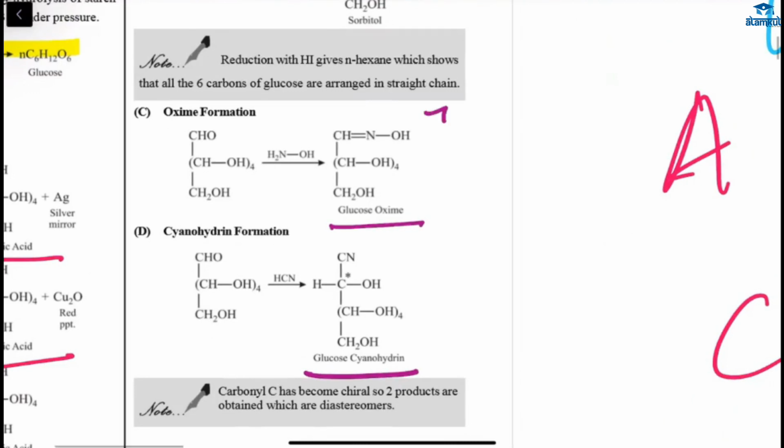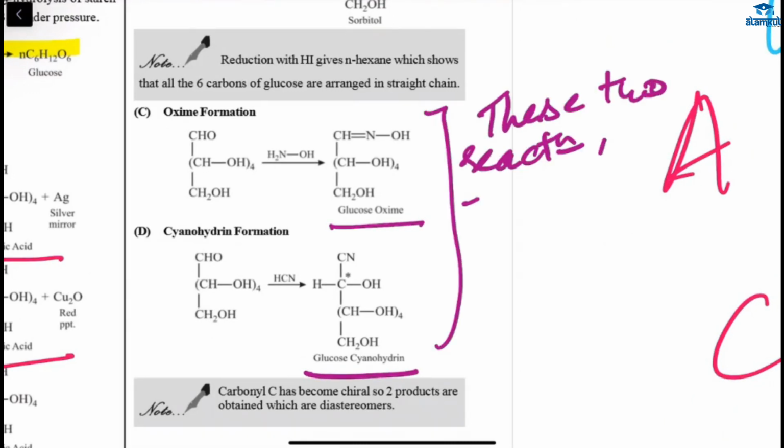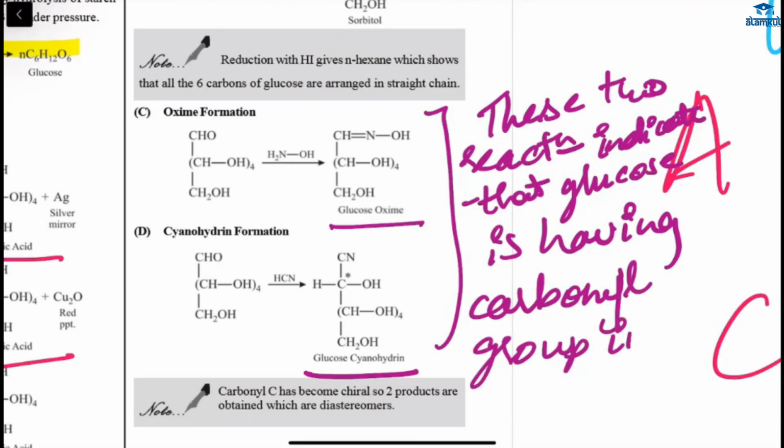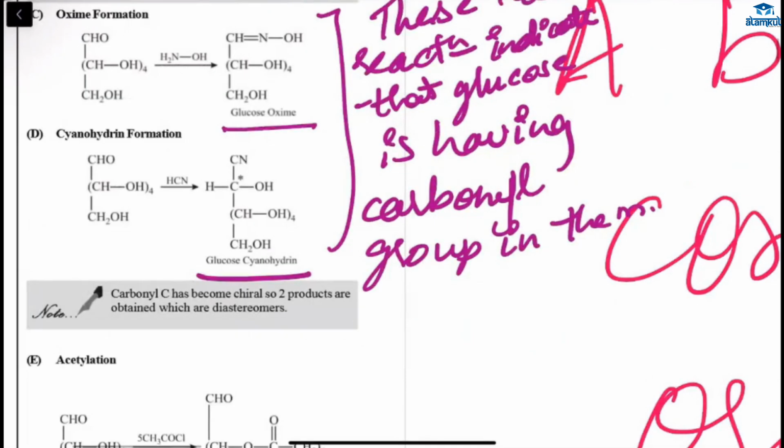So I'm going to write also, these two reactions indicate that glucose is having a carbonyl group in it. We know that without any reaction, we will not be able to identify the structure. So first we do the reaction, and based on the reaction we give the structure. These are the reactions done to find out the possible structure of glucose. These two reactions gave the scientists the idea that there is a carbonyl group present in the molecule.